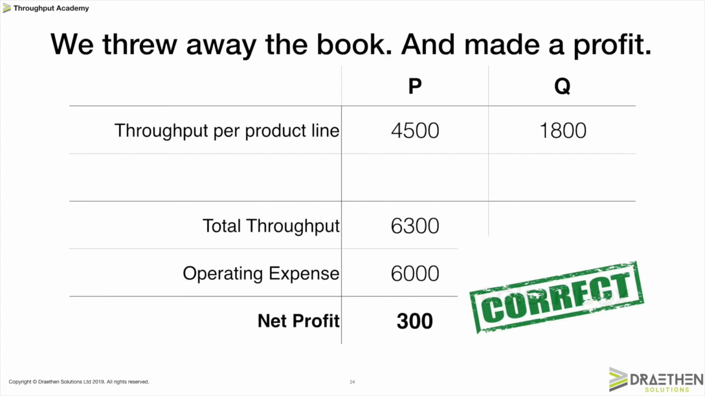So then we take those two throughputs and add them together, so 4,500 plus 1,800, and that gives us the total throughput generated during the week of £6,300. We then need to subtract the £6,000 of operating expense from the throughput, and we arrive at a net profit for the week of £300 exactly, which of course is the correct answer.